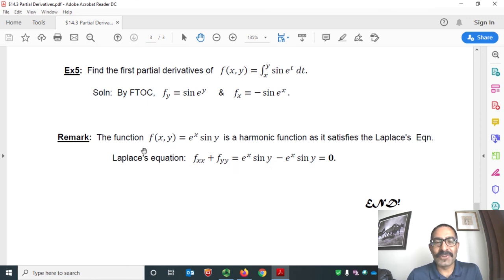Let's move on. The final remark. The function e to the x times sine y is a harmonic function as it satisfies the Laplace equation fxx plus fyy equals 0. Please make sure you got this. So with this remark, we finish this section 14.3, partial derivatives. Thank you.